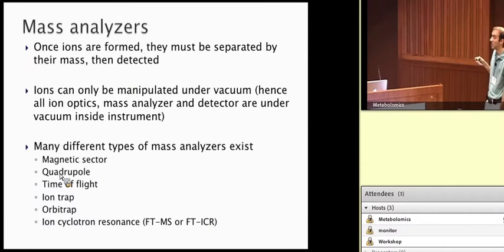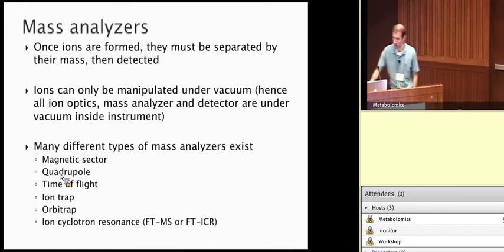So we go from a mixture of many different mass-to-charge ratio ions that are coming off of our chromatography column. Ideally, we've reduced the complexity by chromatography, but we need to separate them by their mass and then detect them. Ions can only be manipulated under vacuum, so all of mass spec beyond ion formation is done under vacuum inside the instrument. Many different types of mass analyzers exist. If you're reading literature, you're going to bump into several of these types of things. There's not enough time to go into the details. I'll give you an overview of about 3 of them, but these are different ones that you may run into, and they all do their job a little bit differently.